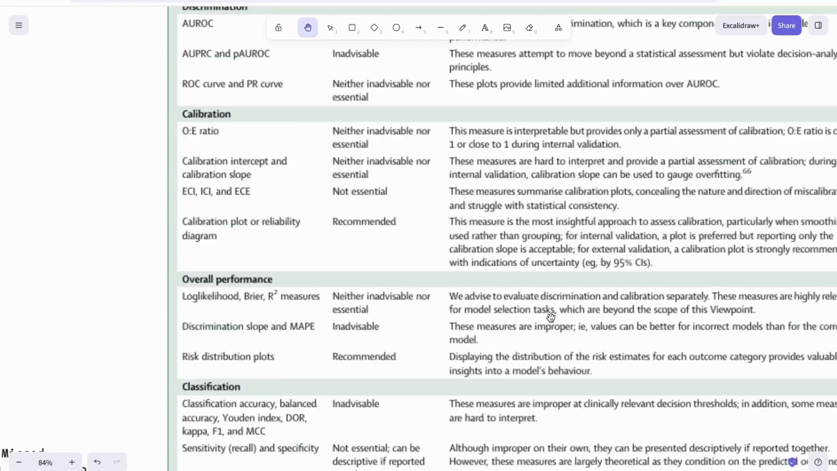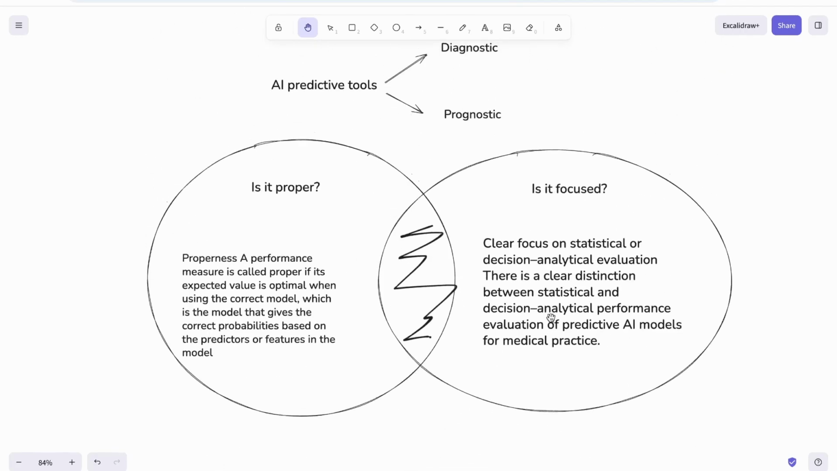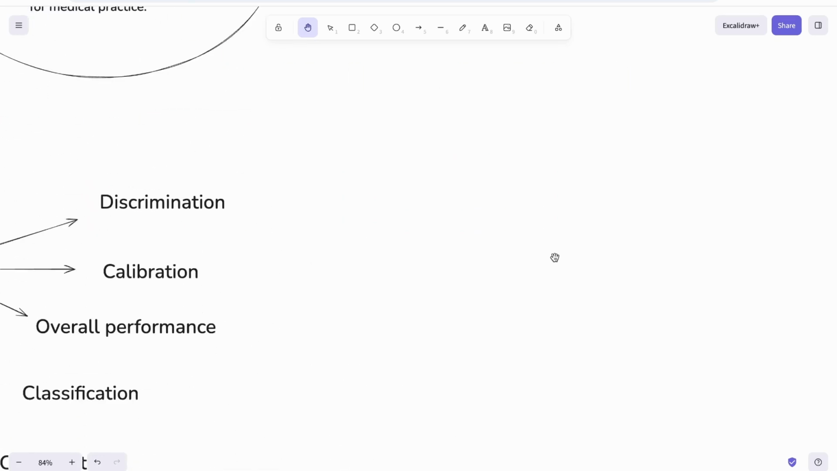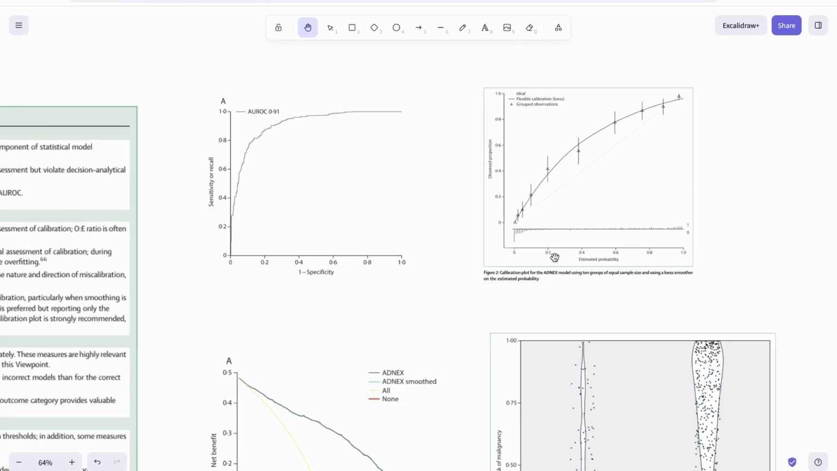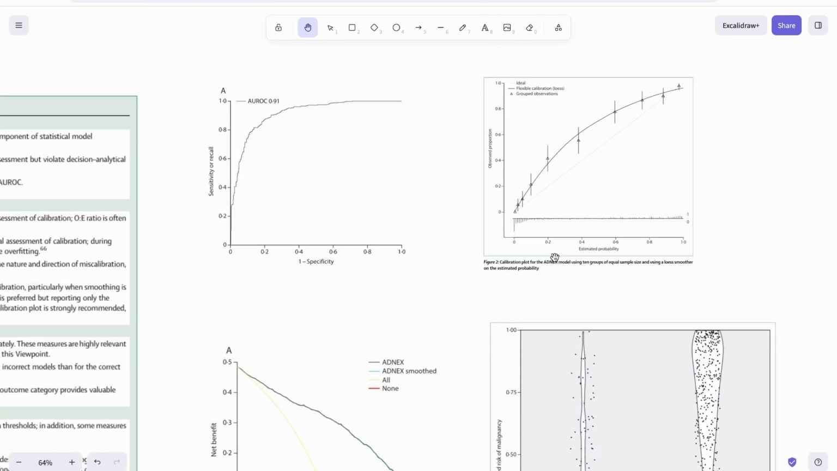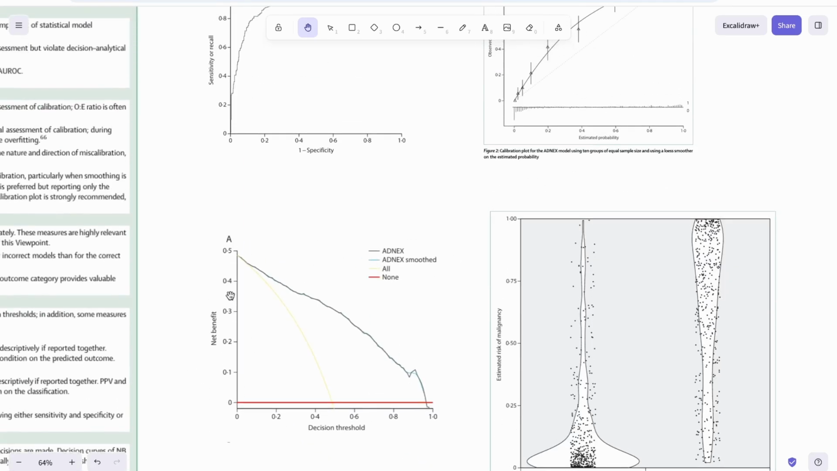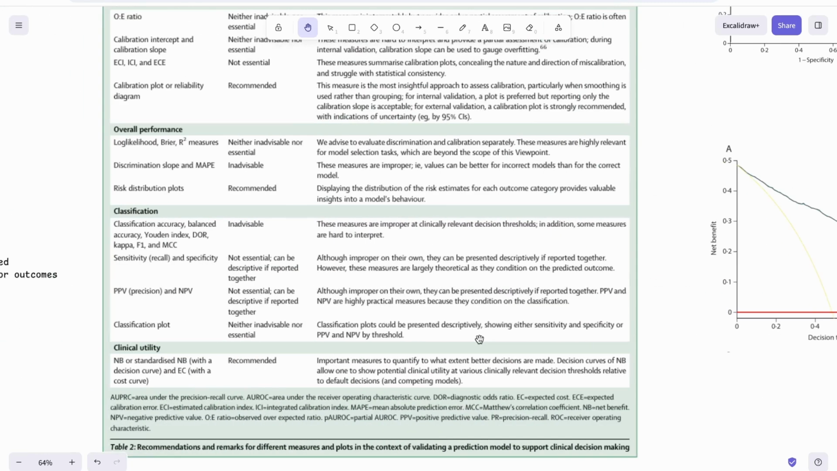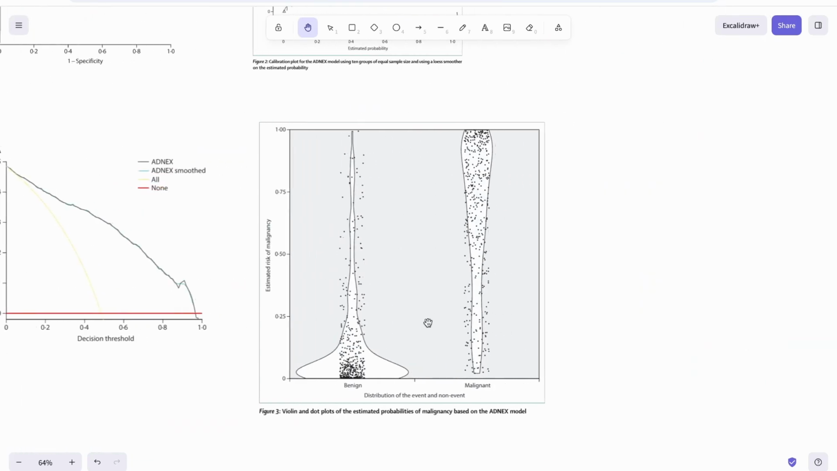So that was a summary, an overview of this paper. They recommend 4 measures, as we have seen. These are the measures that they recommend to look at when evaluating an AI predictive model for medical decisions. For discrimination, the area under the receiver operator curve; for calibration, the calibration plot; for clinical utility, the net benefit with decision threshold; and for overall performance, risk distribution plots.